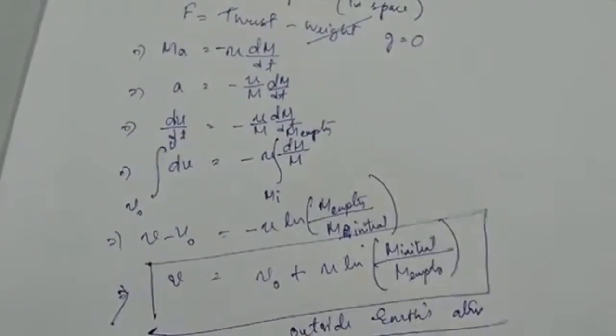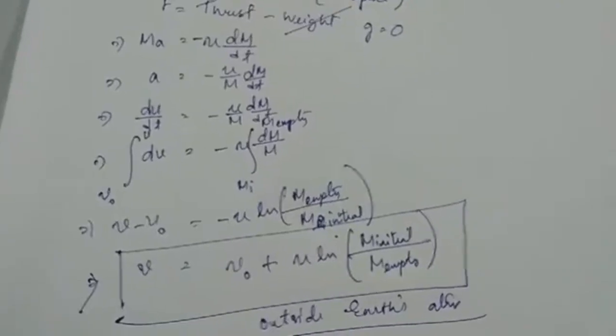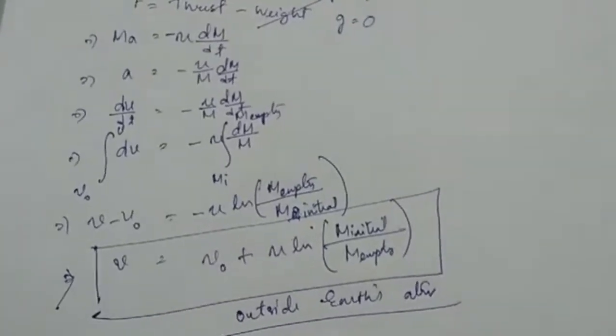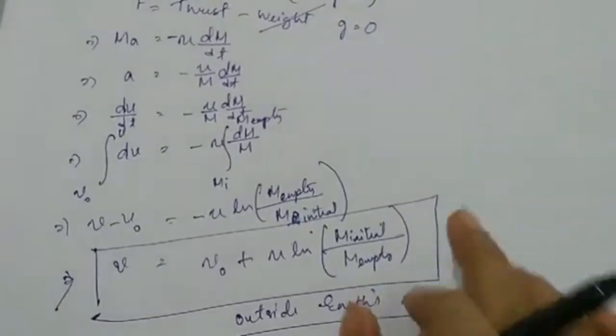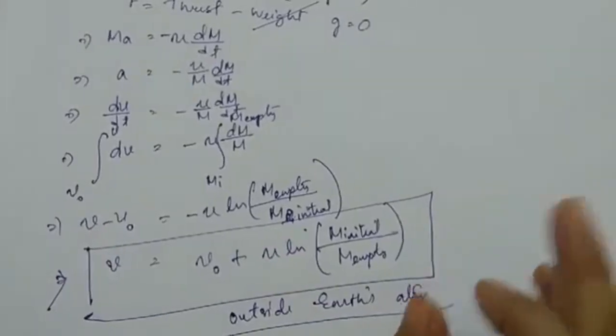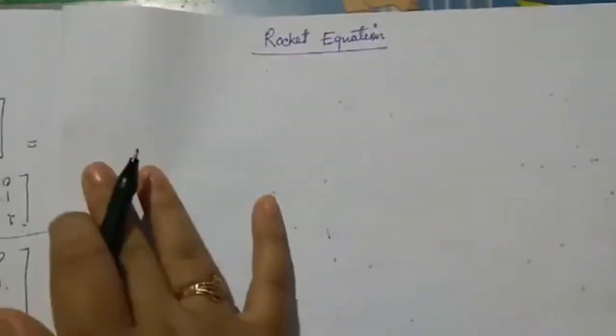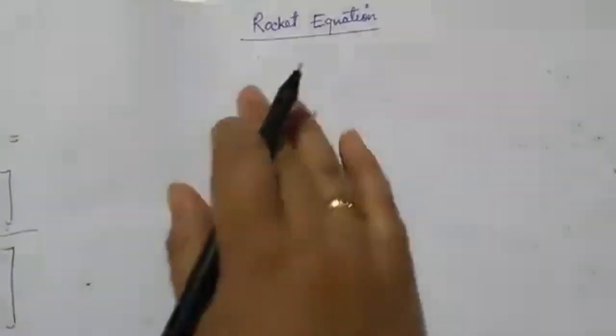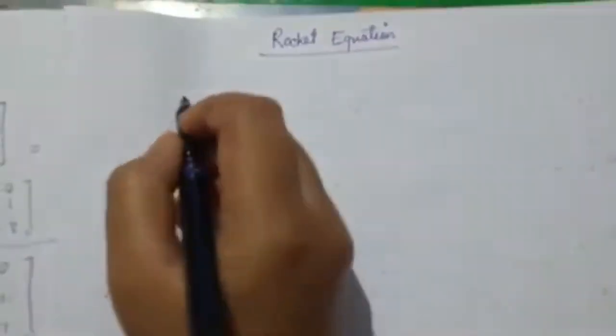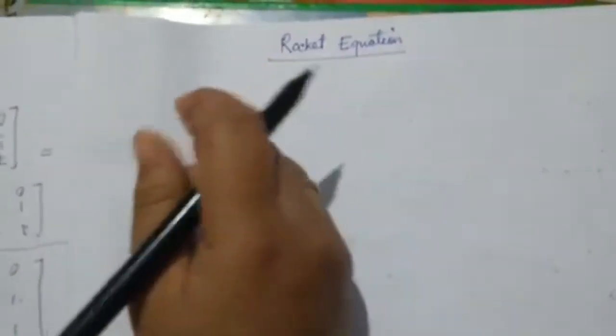Now after this we will try to derive the exact rocket equation. You should know what the uses of the equation are. The first equation we have already derived, and this is the second equation. Now let us discuss the main rocket equation, how to derive this. This is basically based on the principle of conservation of momentum.